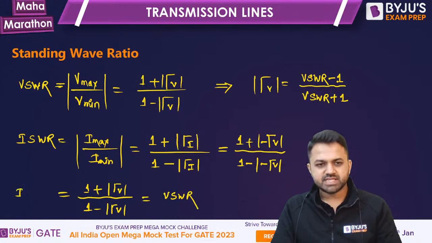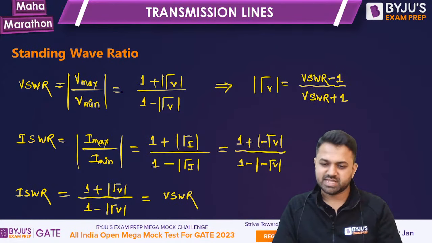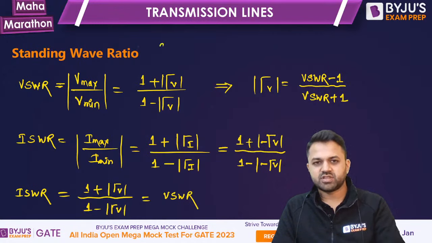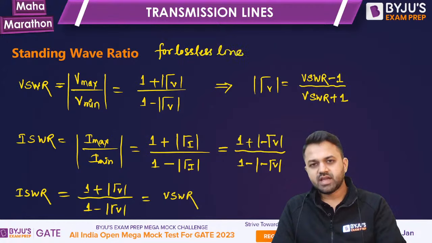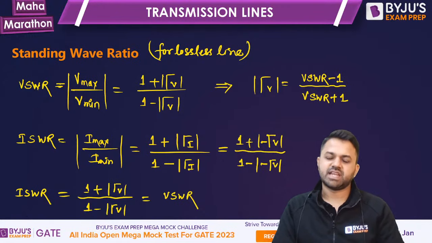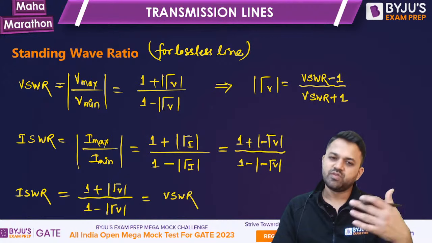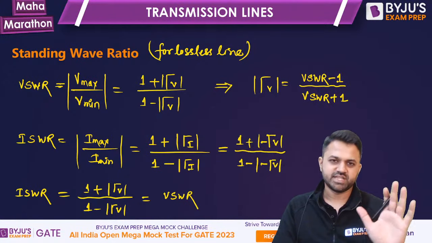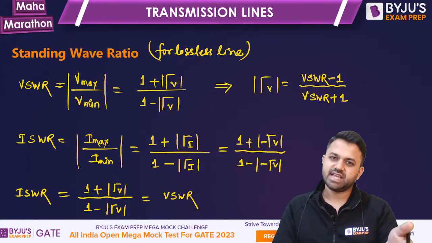So this is nothing but the voltage standing wave ratio. So what do you understand by this? That the current standing wave ratio is equal to the voltage standing wave ratio for the lossless line. This all we are calculating for the lossless line. I'm not talking about the lossy transmission line. For lossless transmission line, the current standing wave ratio and the voltage standing wave ratio are the same throughout the transmission line. At any point of the transmission line, if you calculate, you will get the same standing wave ratio for the voltage and the current.